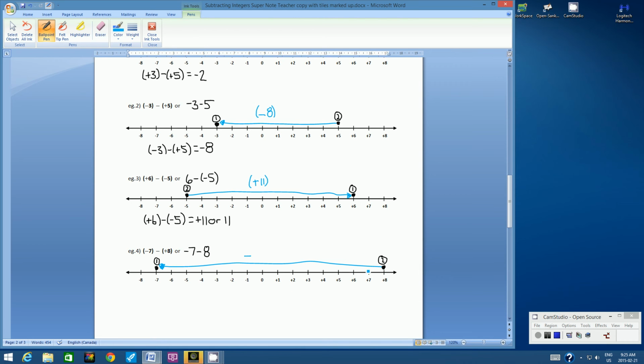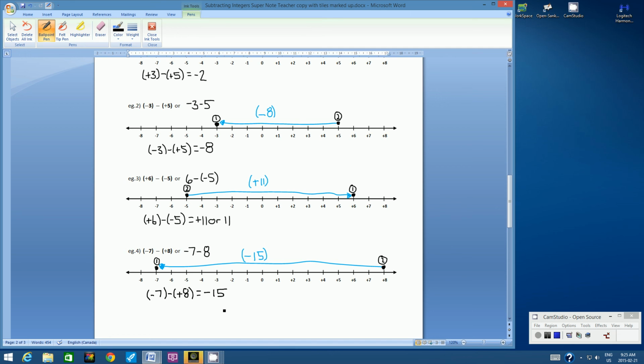Well, let's use our hops. 1, 2, 3. I got 15. Did you get 15? I'm just going to recheck it. When we have long distances, it's always good to double check. Yep, I got negative 15. Okay, so let's write a conclusion statement. Negative 7 subtract positive 8 equals negative 15.